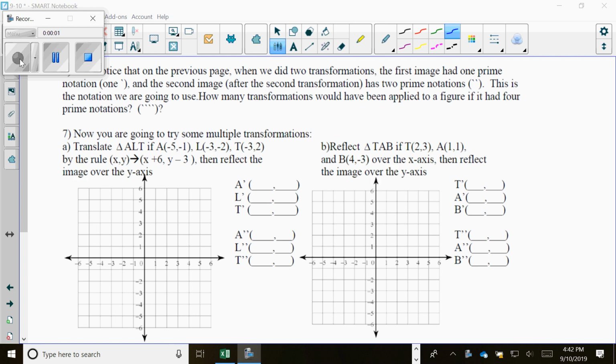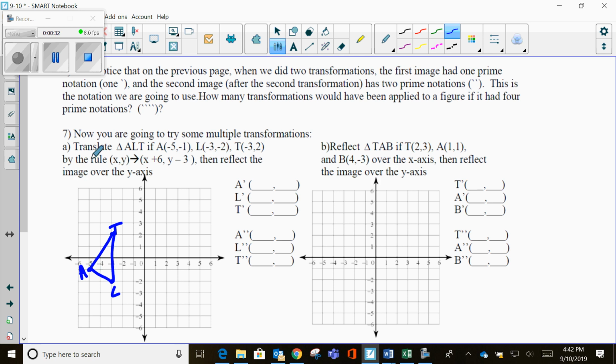Sequence of transformations. We're going to start with number 7. It says, now that you are going to try multi-step transformations, we're going to translate triangle ALT. So first we need to label ALT, which is -5, -1. That's going to be point A. L is -3, -2. And T is -3, +2. And that's going to form our triangle.